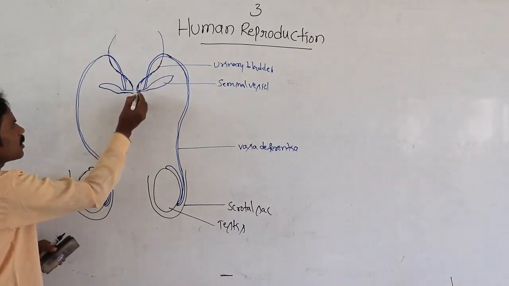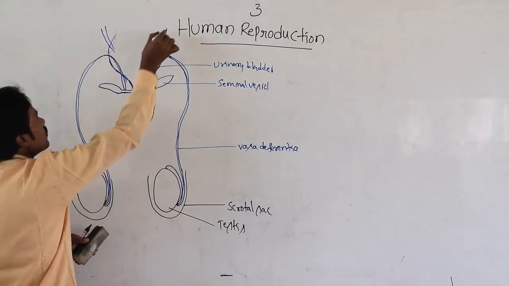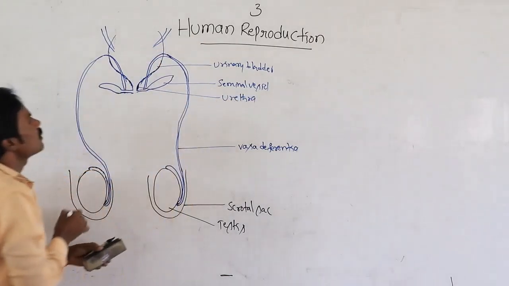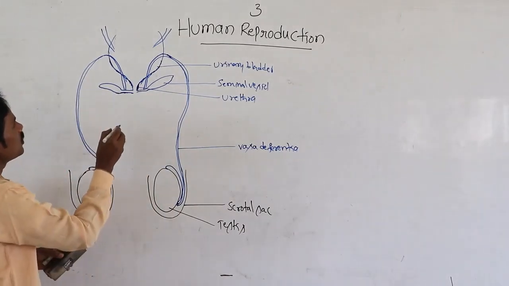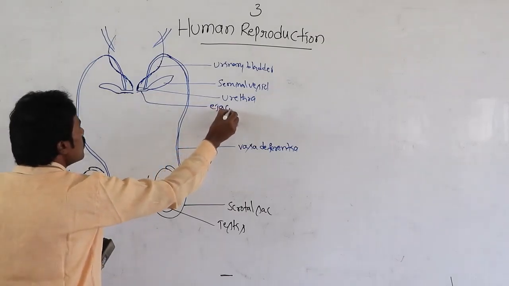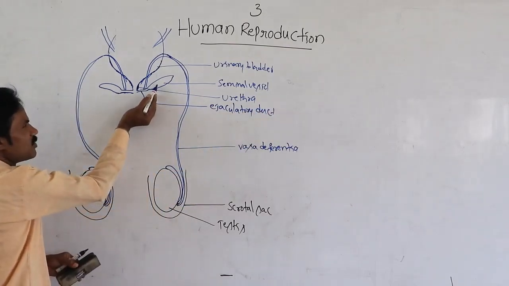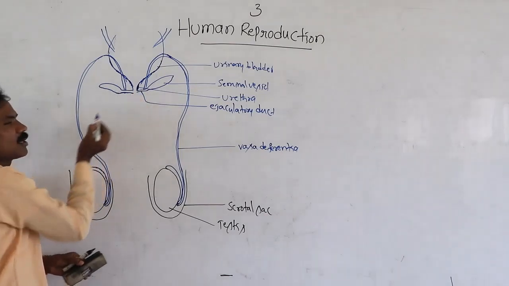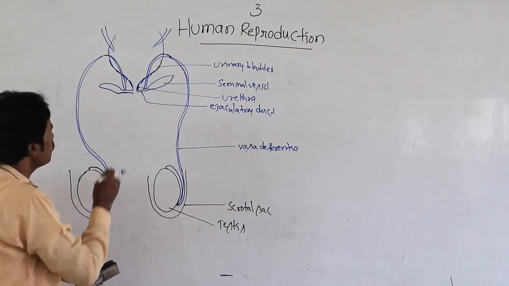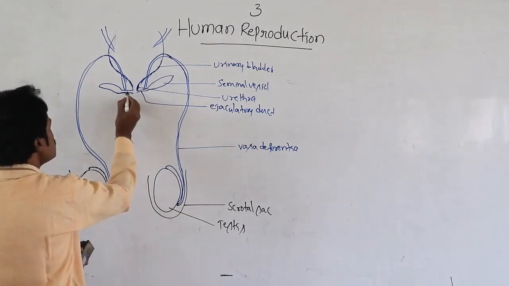This particular part we call as urethra. This is the urinary bladder, and these are the ureters. This is the urethra. In this urethra, this is the ejaculatory duct. So, the tube from the seminal vesicle which connects to the urethra, that part we call as ejaculatory duct. From the ejaculatory duct, it continues as the membranous urethra.